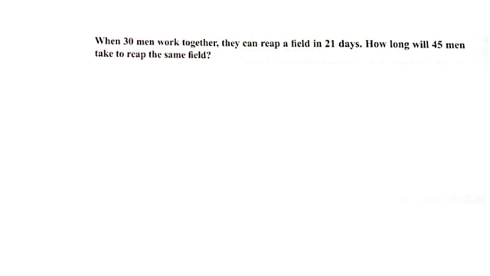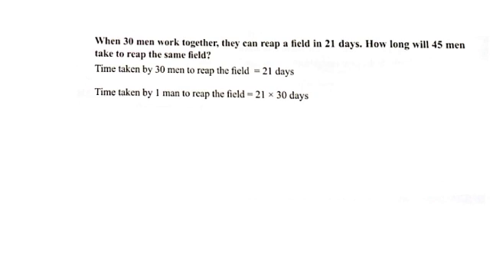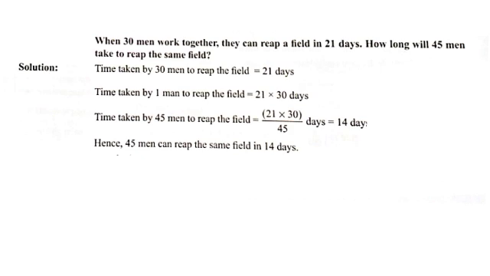When 30 men work together, they can reap a field in 21 days. How long will 45 men take to reap the same field? Time taken by 30 men to reap the field is 21 days. Time taken by 1 man is equal to 21 into 30 days. So, time taken by 45 men to reap the field is 21 into 30 by 45 days, which is equal to 14 days. Hence, 45 men can reap the same field in 14 days.